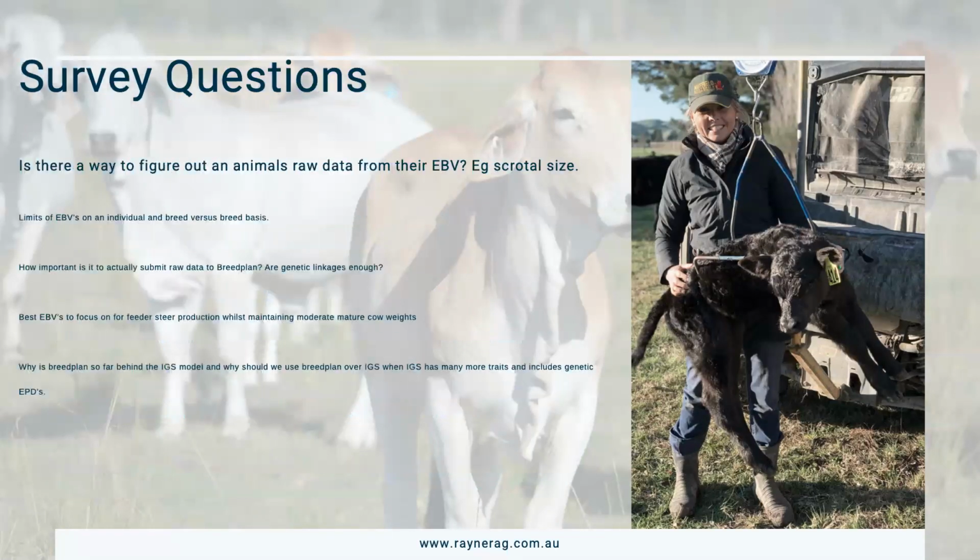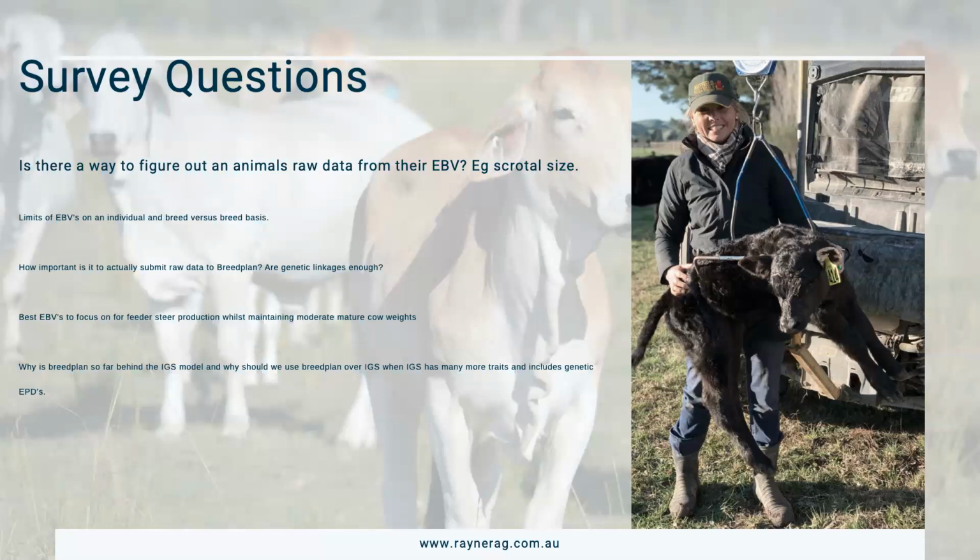Survey questions to continue. The last one, is there a way to figure out an animal's raw data from their EBVs? Not really sure that raw data is something that you need to have an awful lot of for making further decisions. EBVs are designed to take away that environmental effect, which is where a lot of that raw data is going to be the result of. How important is it actually to submit raw data to Breedplan, and are genetic linkages enough? Well, as we've talked about, the linkages work, but it's better to have more data in there.